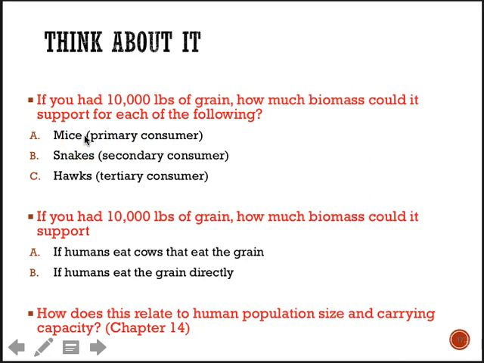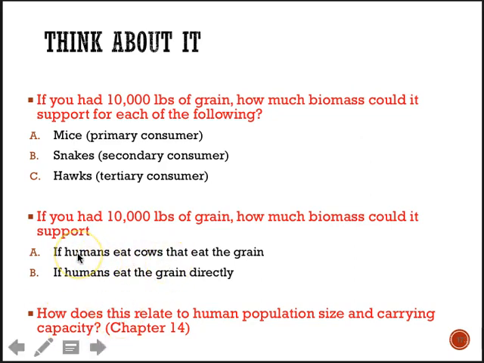mice. Of course, mice are eaten by snakes, and so this same 10,000 pounds of grain that gives you 1,000 pounds of mice is only going to give you 100 pounds of snake. And it's only going to give you 10 pounds of hawk. So that's, again, just following the logic of this 10% rule. We can use this information to start thinking about what we were talking about in chapter 14, which is carrying capacity. So if you have the same 10,000 pounds of grain, how much biomass could it support if humans are eating cows?